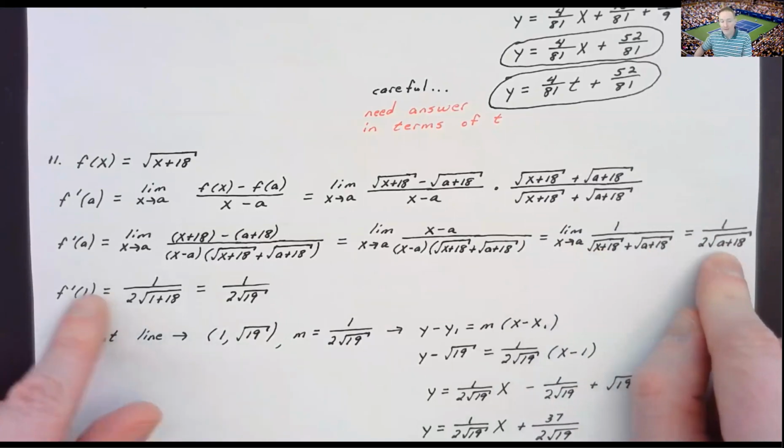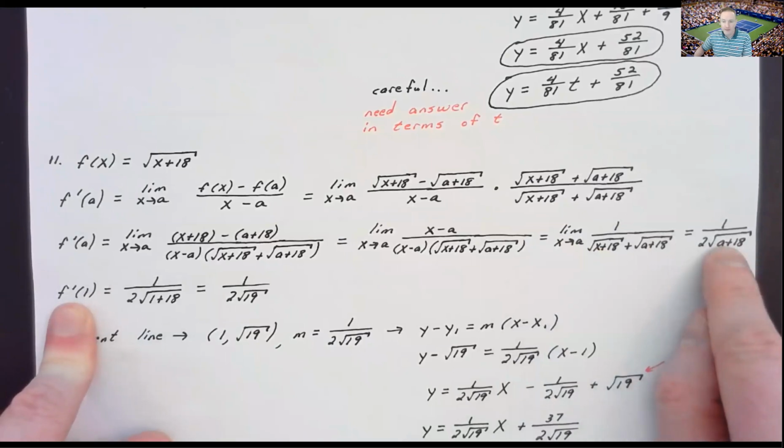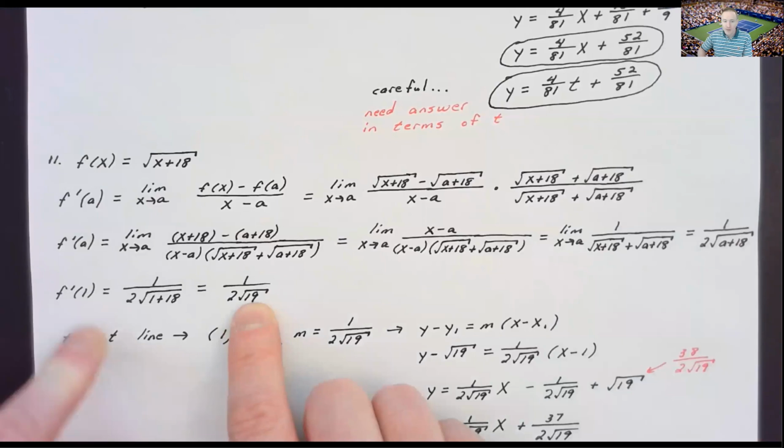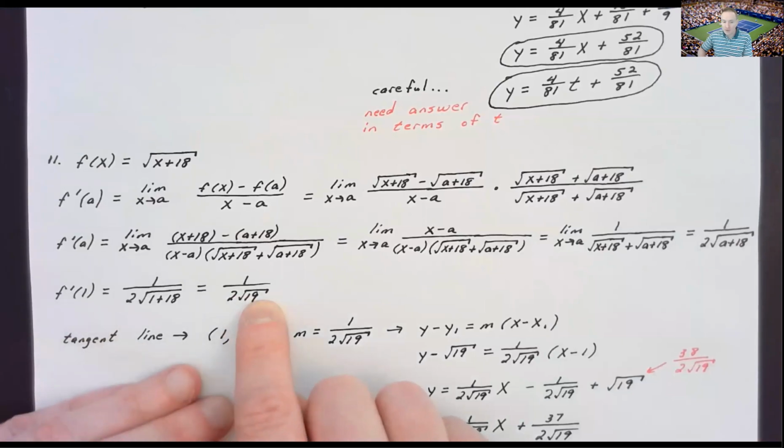Our problem asked for the derivative at 1. So I just said, well, plug a 1 in for a. You'll get 1 over 2 times the root of 1 plus 18. That's 1 over 2 times the root of 19. So now I have the slope.